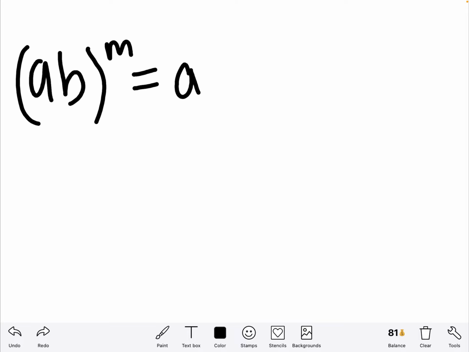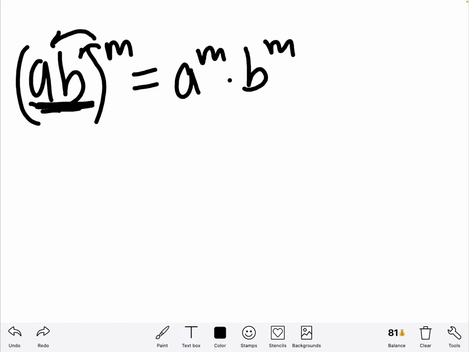M equals AM times BM. You're probably wondering, well, why can't I just, boom, boom? These are two different bases. So that's why we're going to take the separate route here. That's why these are separate.